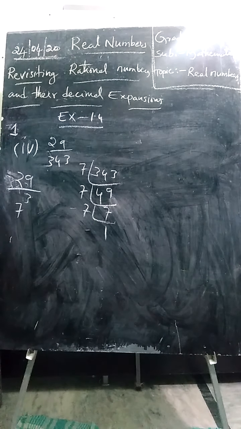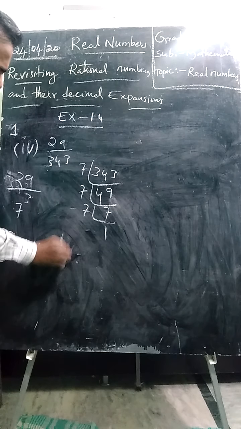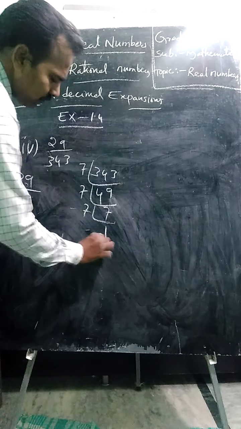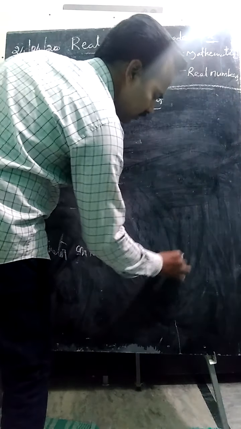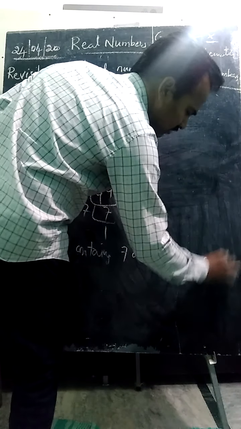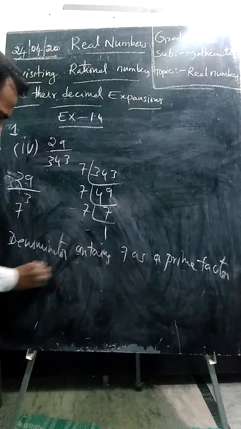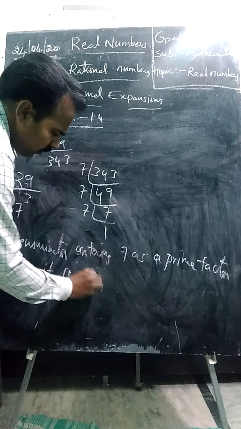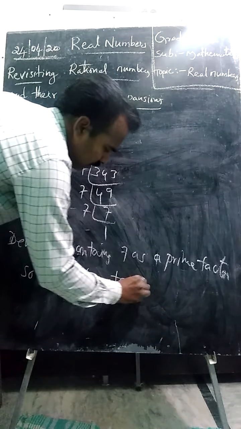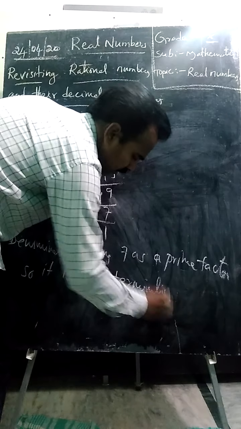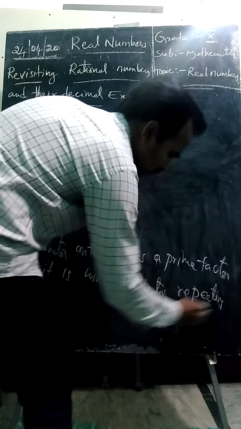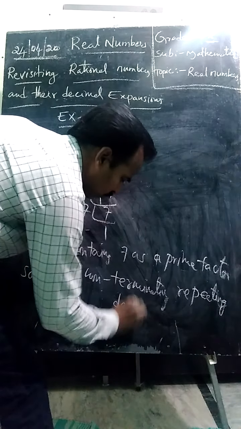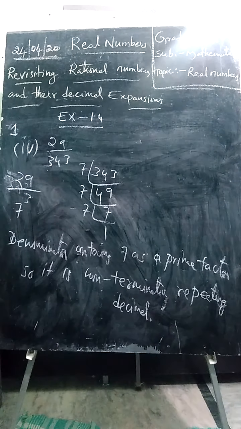as 7 power 3 in the denominator. So the denominator contains 7 as a prime factor. So it is a non-terminating repeating decimal. Non-terminating repeating decimal.